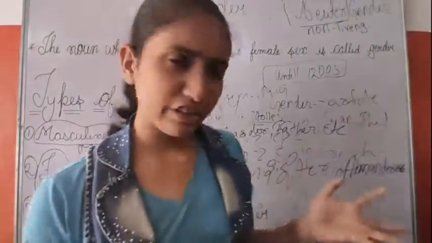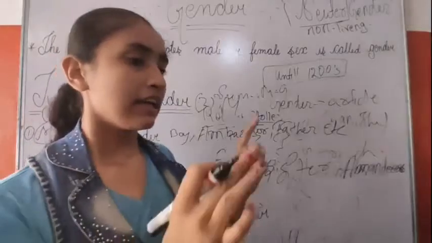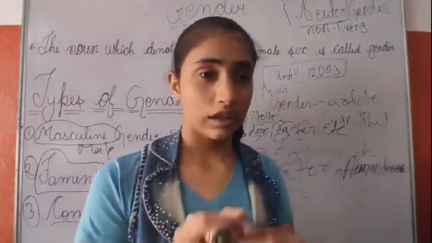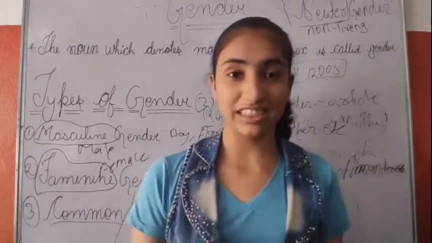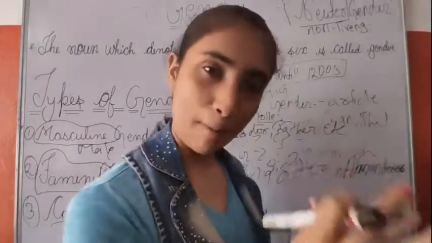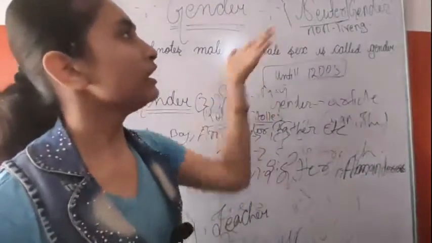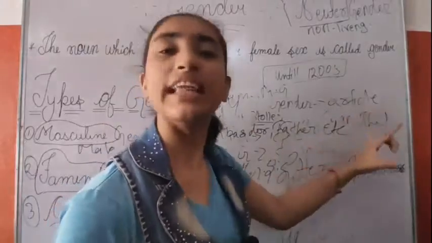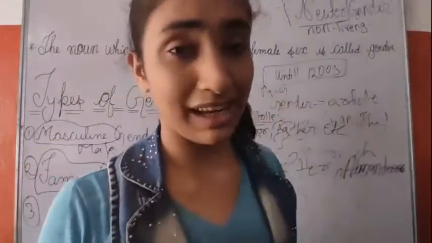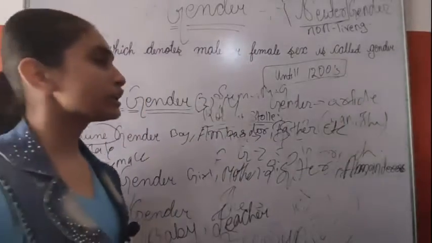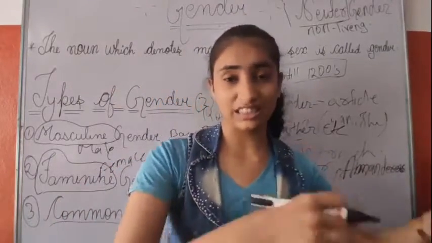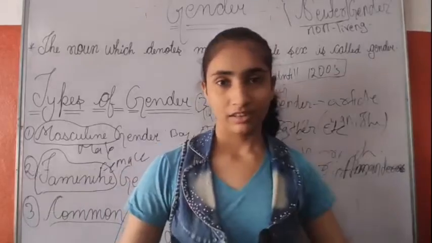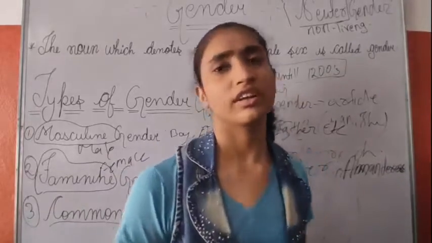When I talk about neuter gender, again I'm repeating, please pay whole attention, because this class is getting very interesting, and in this one particular class we will complete gender. So be in tune with Mr. Lingua. Now, let's get back to our point. Neuter means non-living, and gender means the noun which can identify the male or female sex. So the noun which cannot identify whether the person is male or female, and is non-living, is known as neuter gender. That's small fry.